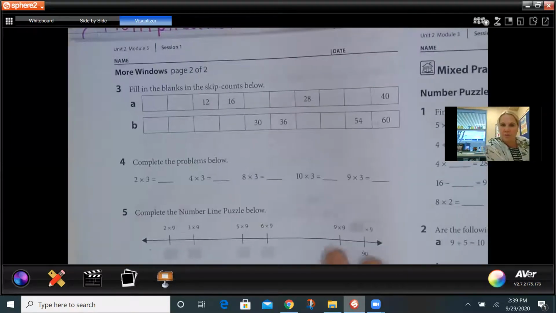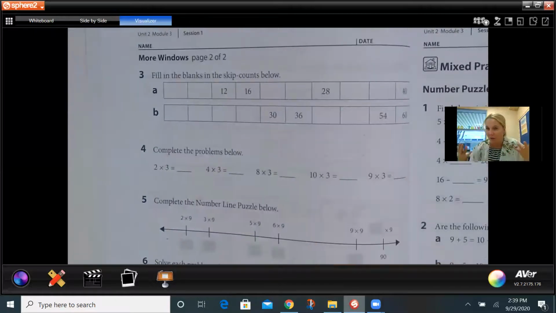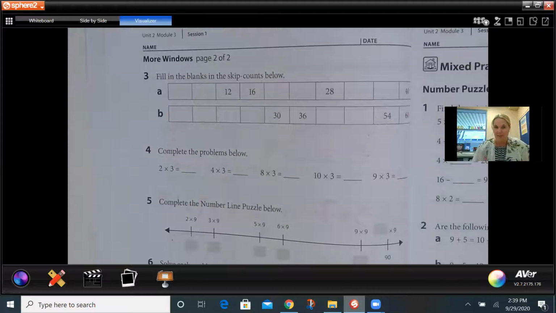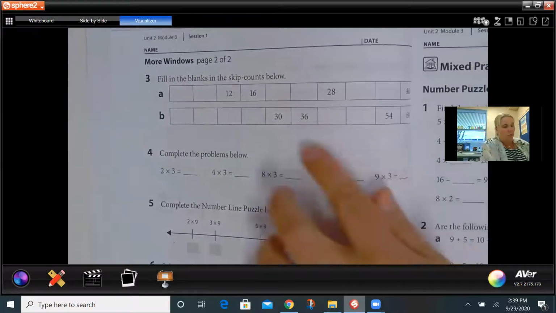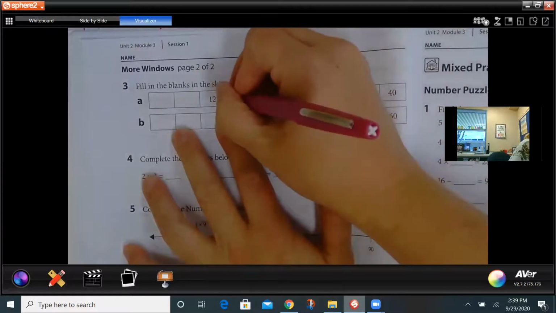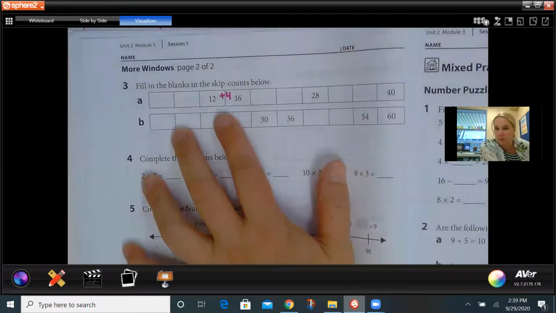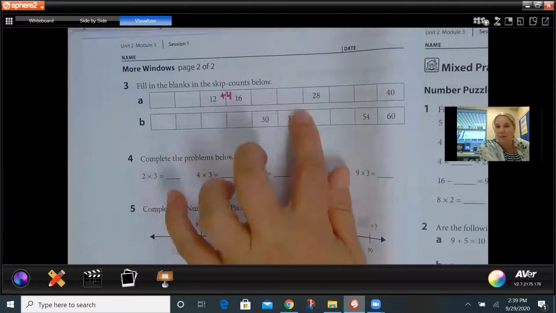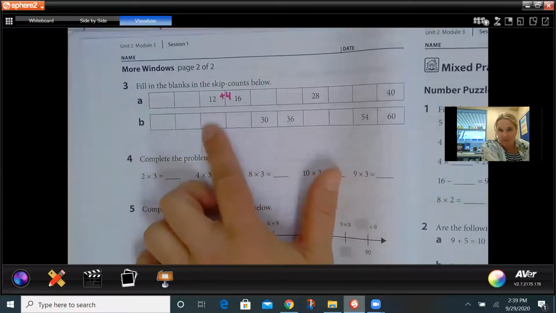We are going to do some skip counting. So in order to do some skip counting, we need to figure out what number they are skip counting by, right? And then we're going to go up or down. So on this one, from 12 to 16, it looks like they added 4. So the magic skip count on this is 4. Every single box is going to be adding 4. Now, when we go this way, we're going to have to subtract 4, right?